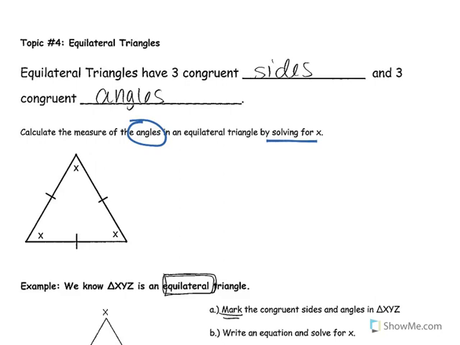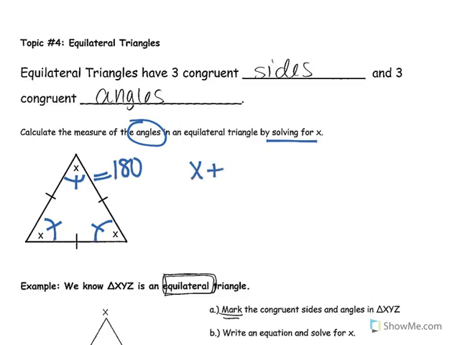Now whenever I have to solve for x, I have to set up an equation, right? So looking at these 3 angles, I know that all 3 of them are going to be congruent, but I can't set x equal to x. That doesn't help me at all. It doesn't help me figure out what the x value is. I want to set expressions that are different equal to each other. But we do know something else about 3 angles in a triangle. We know all 3 angles in a triangle add up to 180 degrees.